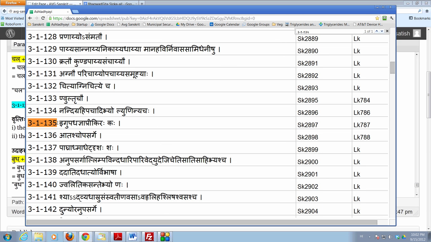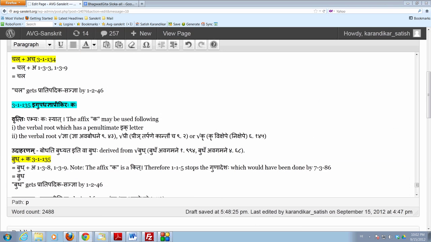So the pratipadikam here is igupadha nya pri kru. Then panchami ekavachanam, the affix is nyasi, anubandha lope, as. So it is igupadha nya pri kru plus as. Then the rukara takes the ikara adesha by 7.1.100. Then uran raparaha. Igupadha nya pri kiraha kaha. The affix ka may be employed following these verbal roots in the sense of the agent of the action by kartari krit. This is 3.1.135.